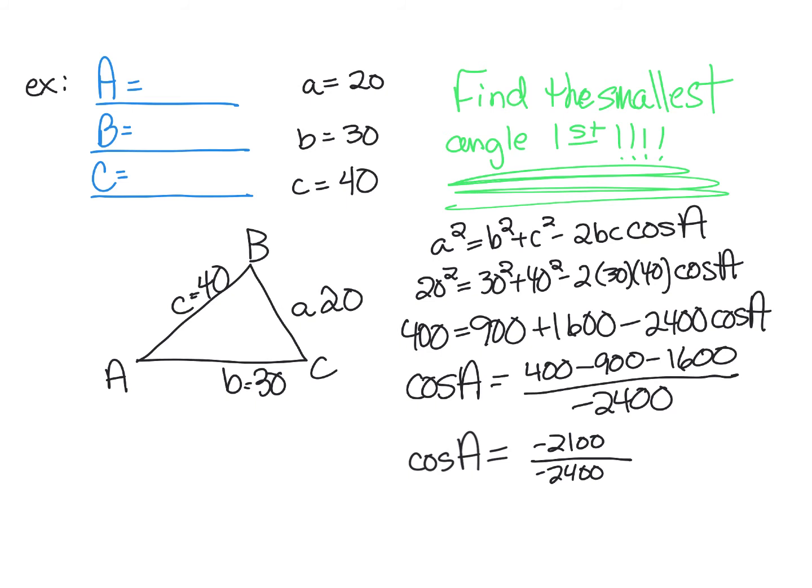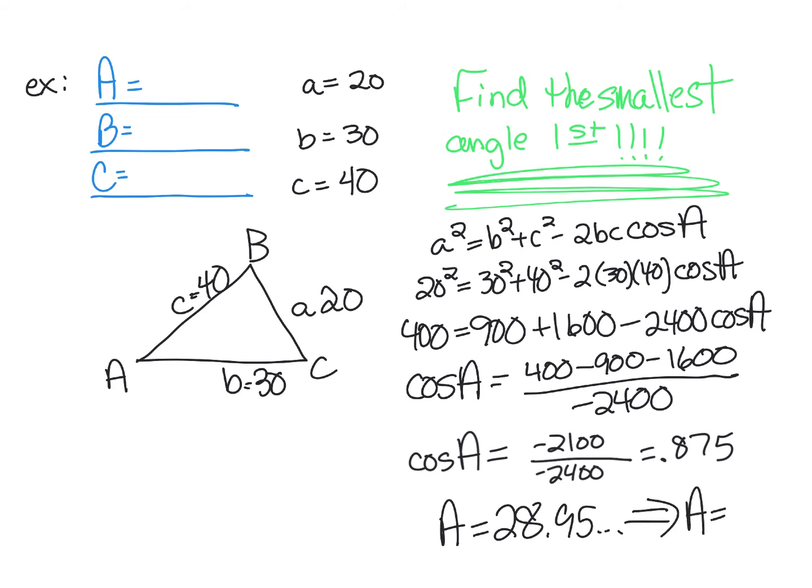See, I get 0.8 something. Take the inverse cosine. I get angle A is 28.95. I'm going to let A be 29 degrees. All right.